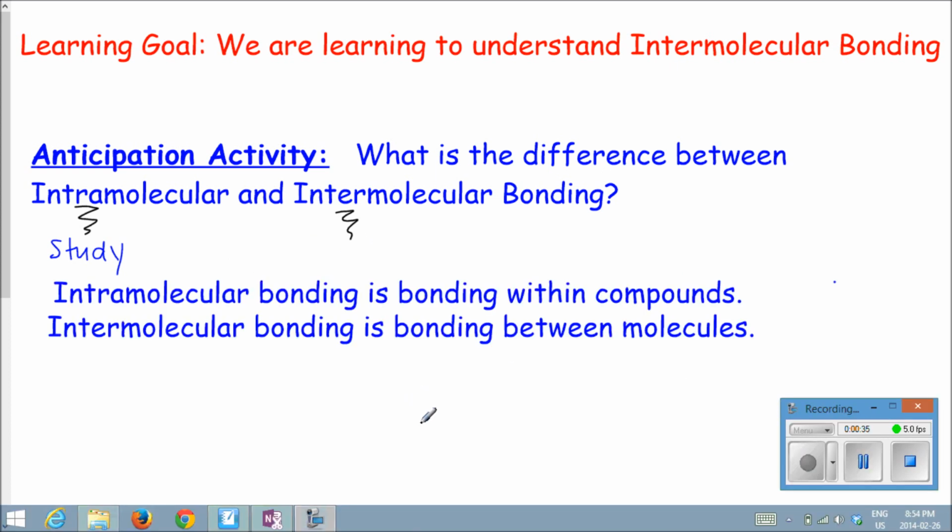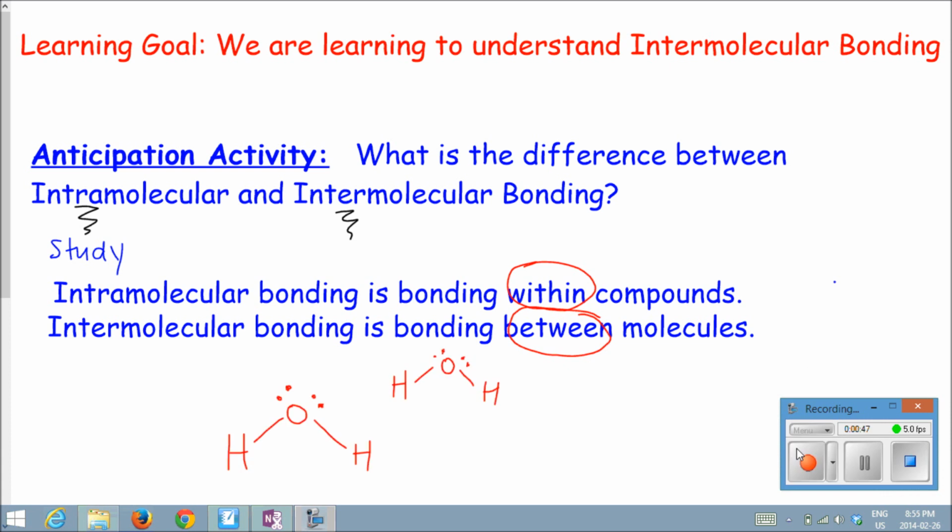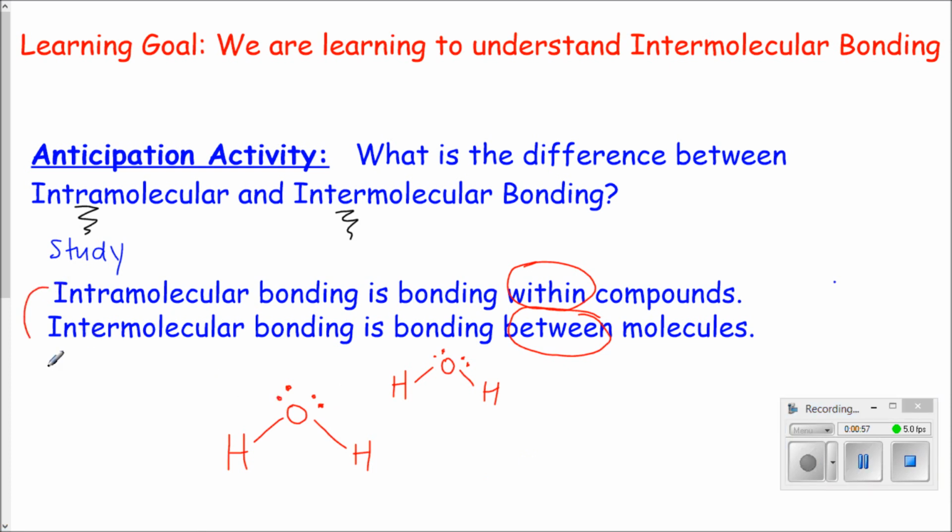Well, the difference is this. Intramolecular bonding is bonding within compounds, while intermolecular bonding is the bonding between molecules. Let me show you what I mean. Shazam! We have two water molecules. Now there is bonding within each one of those water molecules. So this represents the bonding within the molecule, okay? This bond right here. But we also have bonding between the molecules, which is intermolecular.